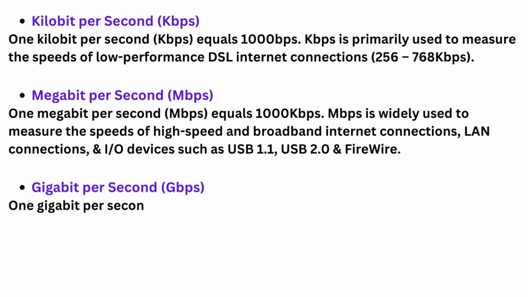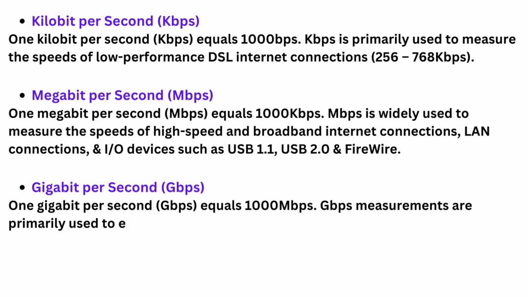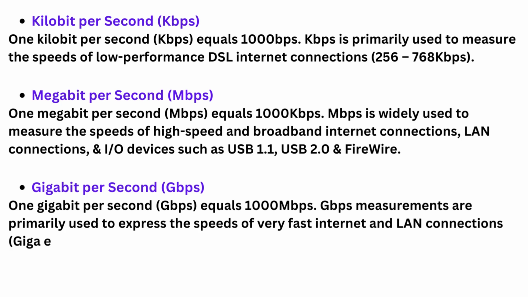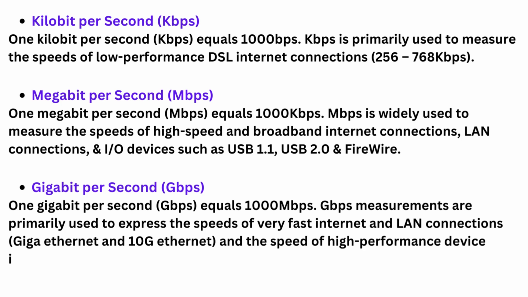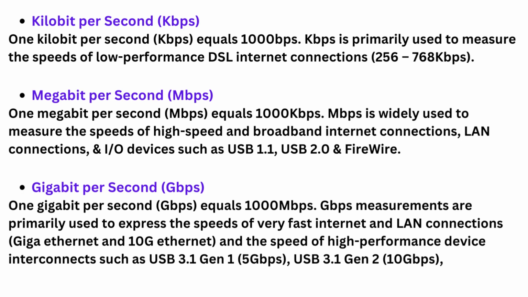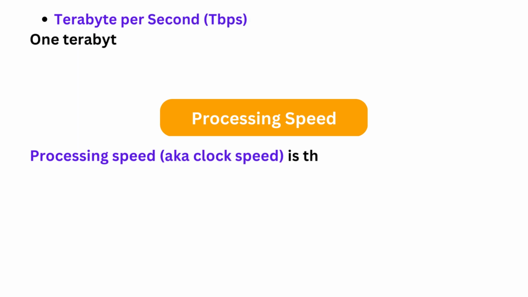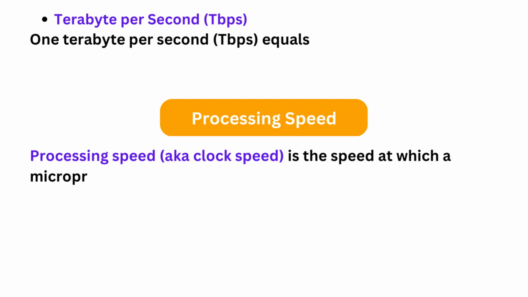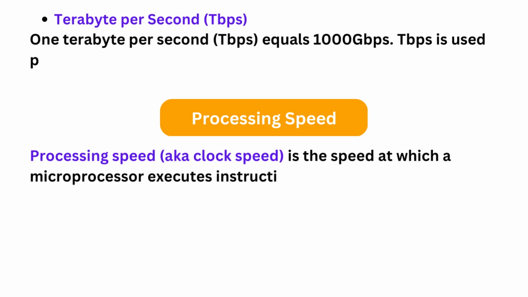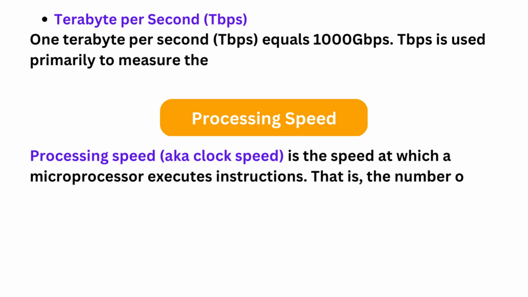Gigabit per second, Gbps. 1 gigabit per second equals 1000 Mbps. Gbps measurements are primarily used to express the speeds of very fast internet and LAN connections, Gigabit Ethernet and 10G Ethernet, and the speed of high-performance device interconnects such as USB 3.1 Gen 1, 5 Gbps, USB 3.1 Gen 2, 10 Gbps, and SATA revision 3, 6 Gbps. Terabit per second, Tbps. 1 terabit per second equals 1000 Gbps. Tbps is used primarily to measure the speeds of internet connections between countries and regions.